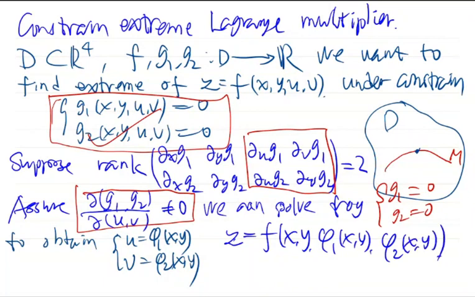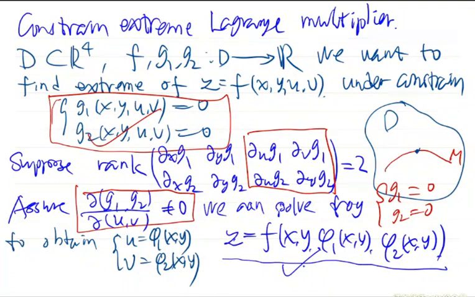So, the problem of finding the constrained extremal value of the four variable function f under the two constraint conditions is converted to finding the extremal value of this two variable function. The right hand side of this is a two variable function of x and y. Okay, and how to find the minimum value or maximum value of this function of x and y is well known. Okay, so theoretically this is okay.